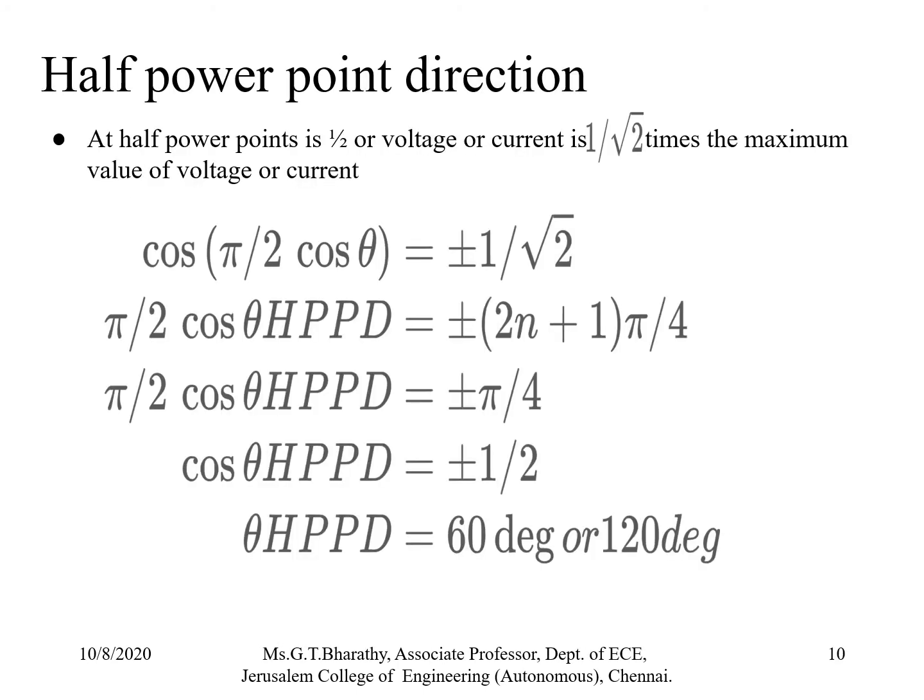Half power point direction. At half power point, we have to substitute the amplitude cos(pi/2 cos theta) as plus or minus 1 by root 2, which occurs when pi/2 cos theta at half power point direction is equal to plus or minus (2n+1) pi/4, where we get the half power point direction angle as 60 degrees or 120 degrees.